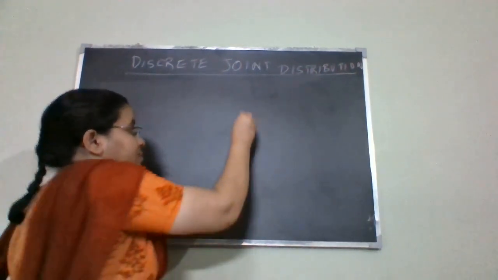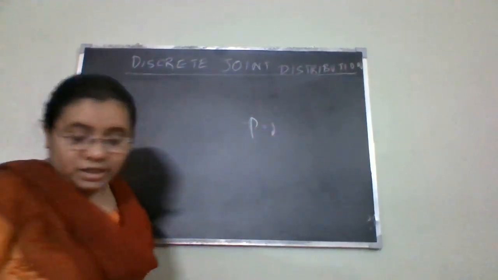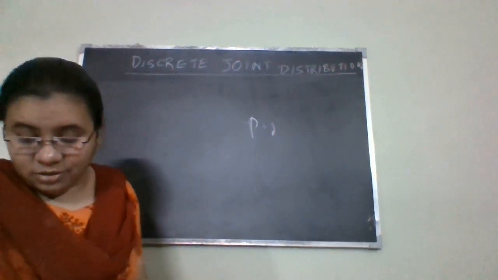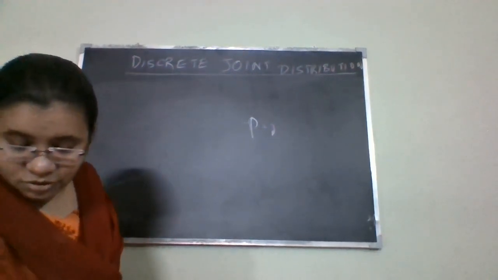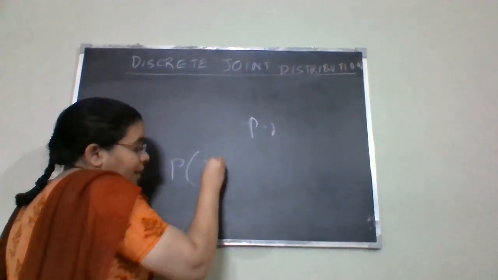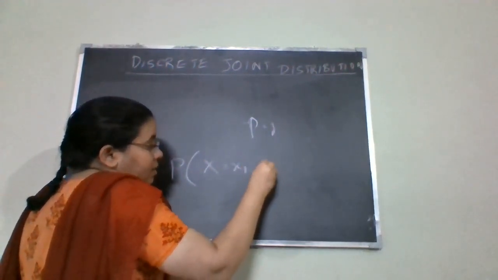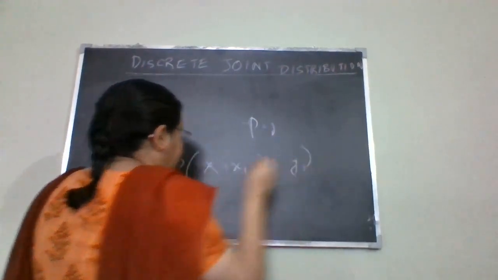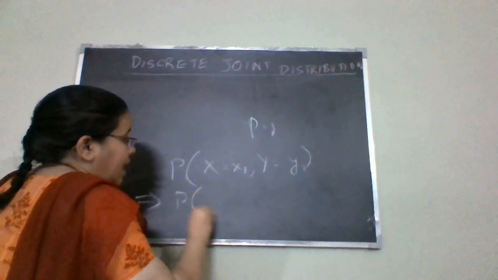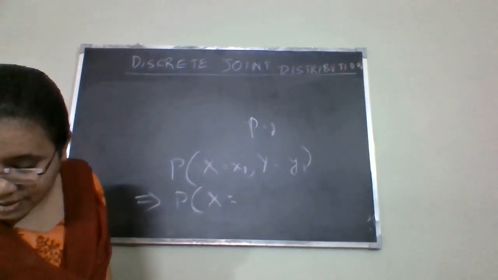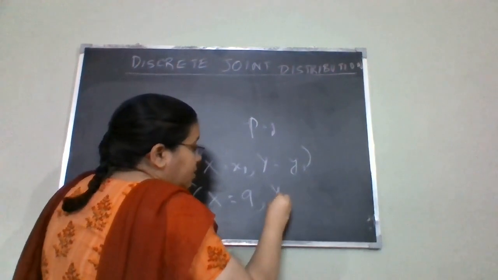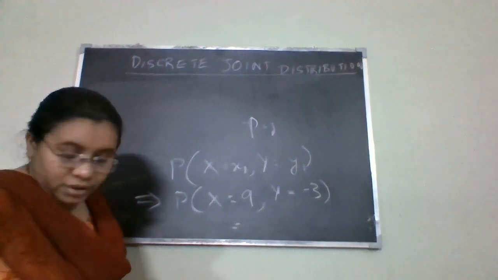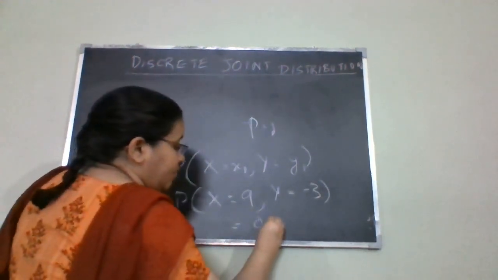pij means the entries. What are the probabilities? Joint probabilities. The first entry is 0.9. So what does it mean? P of capital X equal to x1, comma, capital Y equal to y1. Which means x1's value over here is 9, and y1's value over here is -3. That is equal to what is the value over here? 0.9.